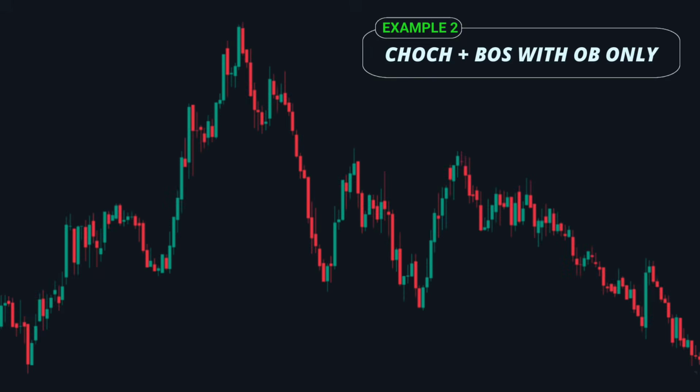Example 2, CHOCH plus BOS with OB only. Now let's take the same structure, but this time apply order blocks. Again, price is trending upward with higher highs and higher lows. A higher low gets broken to the downside, that's the CHOCH. The market pushes further, takes out a new swing low, and gives us the BOS.